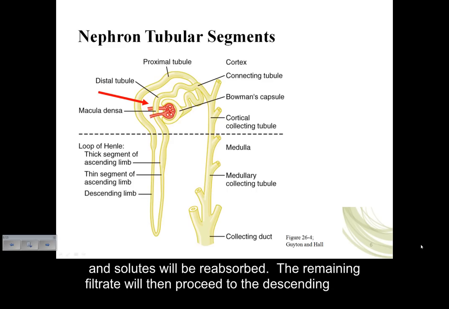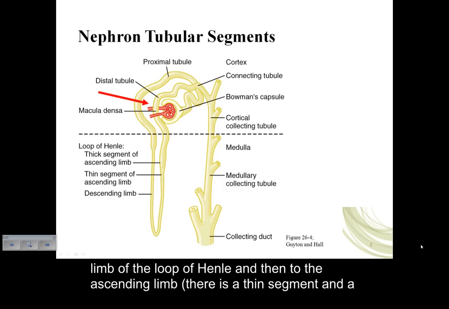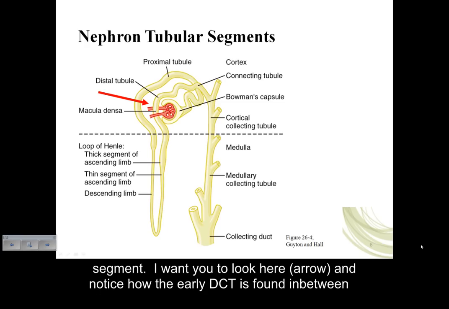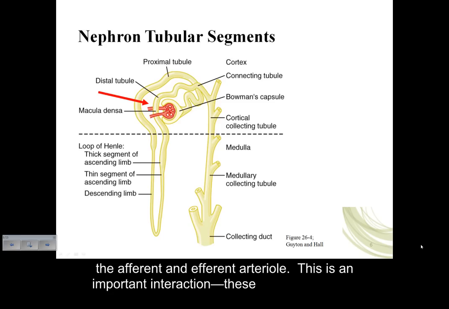The remaining filtrate will then proceed to the descending limb of the loop of Henle and then to the ascending limb. There is a thin segment and a thick segment. Next comes the distal convoluted tubule, and there is an early and a late segment. I want you to look here at the arrow and notice how the early distal convoluted tubule is found in between the afferent and efferent arteriole.